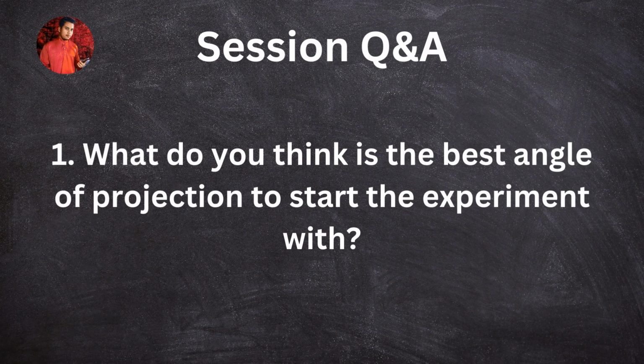Okay, now let's move on to the Q&A session. So the first question is, what do you think is the best angle of projection to start the experiment with? Okay, personally, I think 45 degrees is the best angle for projectile motion. It is because the steel ball is able to stay for a long duration in the air, and this will lead to a maximum projectile range on the x-axis.